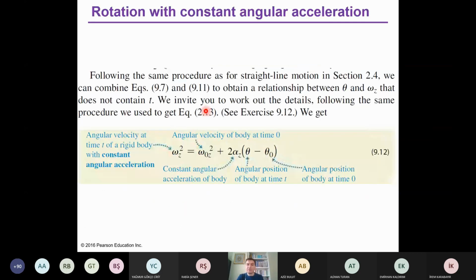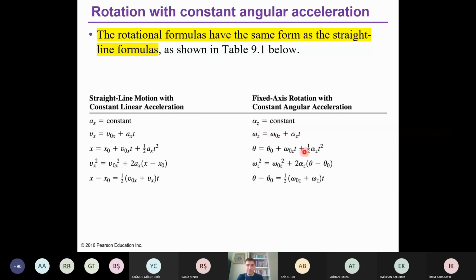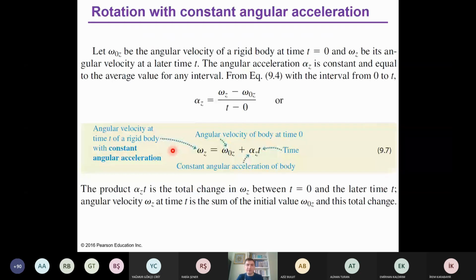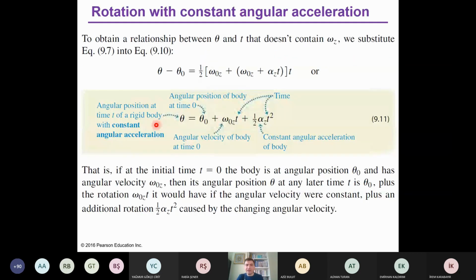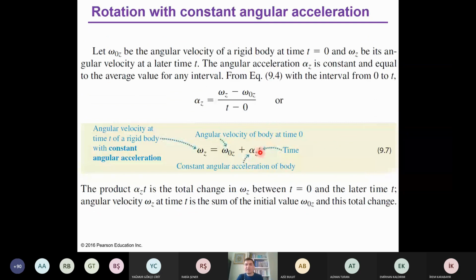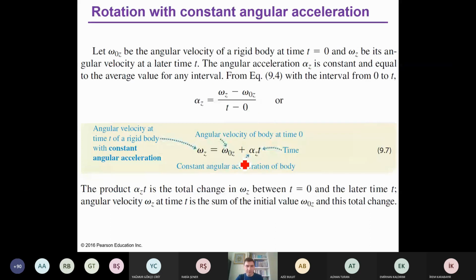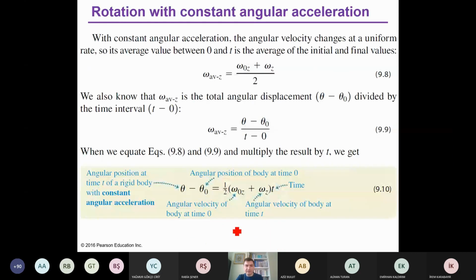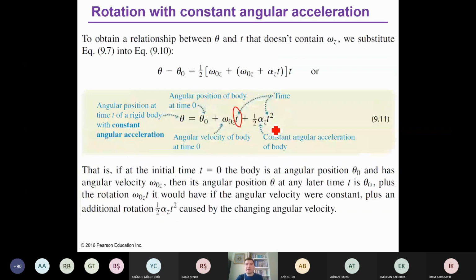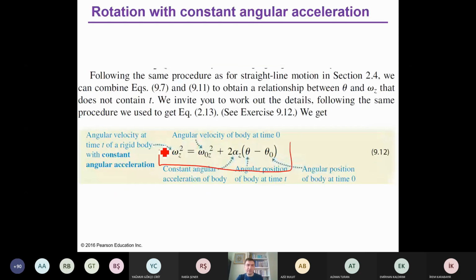So now let me finish with the last one. How to get this one? We can combine equations 9.7 and 9.11. 9.7, this one here, and 9.11, this one. What we have here, we have in 9.7, we have time, okay? Take time from this expression. If you take time from this expression, we will get omega z minus omega 0z over alpha z, which is equal to time, right? So just take this time and use this expression instead of time, okay? Then this equation can be written in this form.